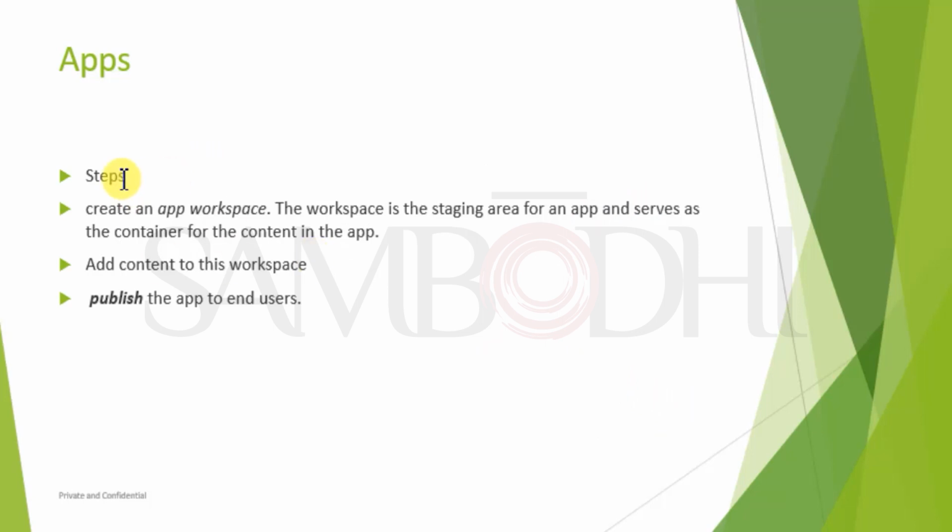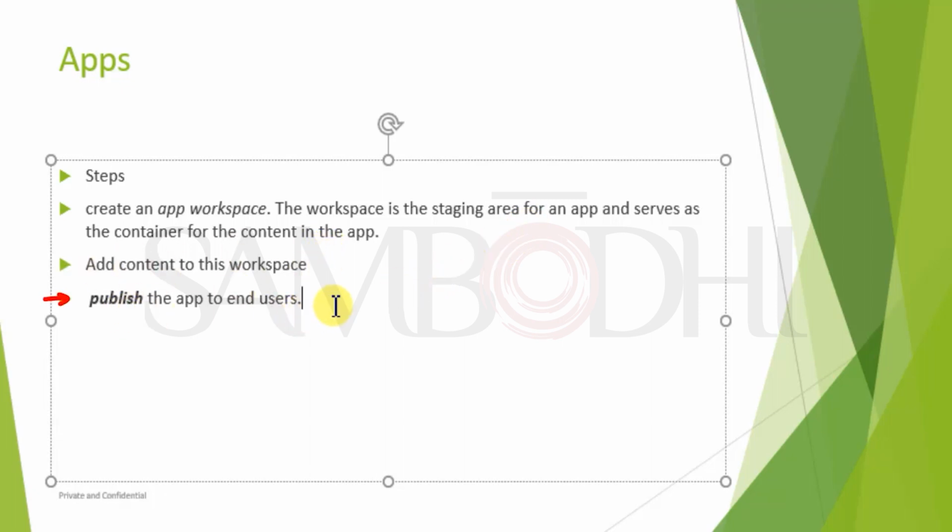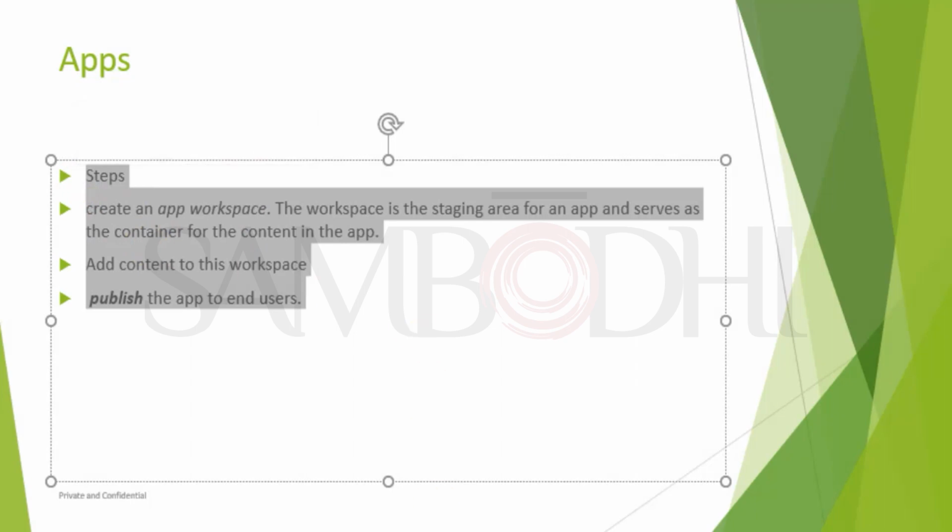So now let's have a look at the steps of creating an app. The basic steps are: we create an app workspace. The workspace is a staging area for an app and serves as a container for the content of the app. That means after creating an app workspace, you need to put your dashboards, datasets, and reports into that app space, and only then would you be able to publish that particular content and distribute it to the end users. Then you add content and then you publish it to the end user. Let's have a look at all three steps.